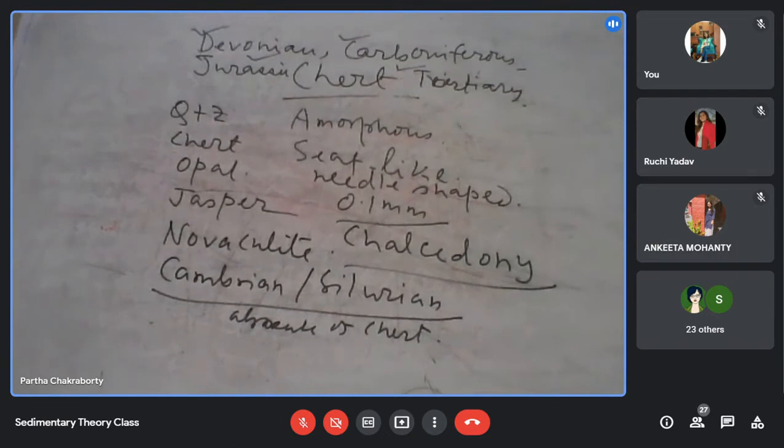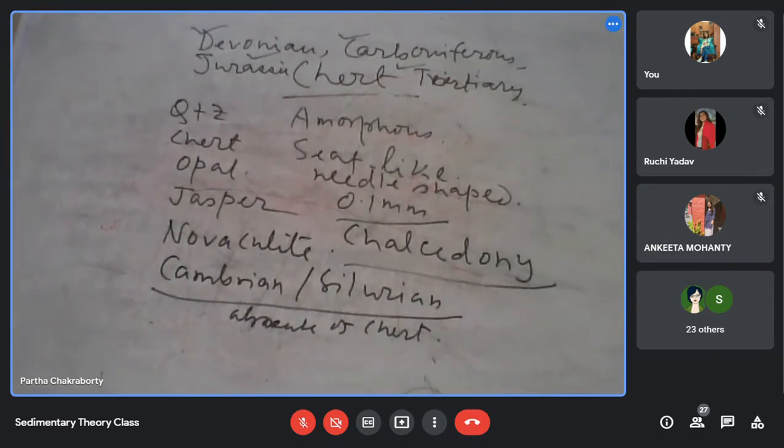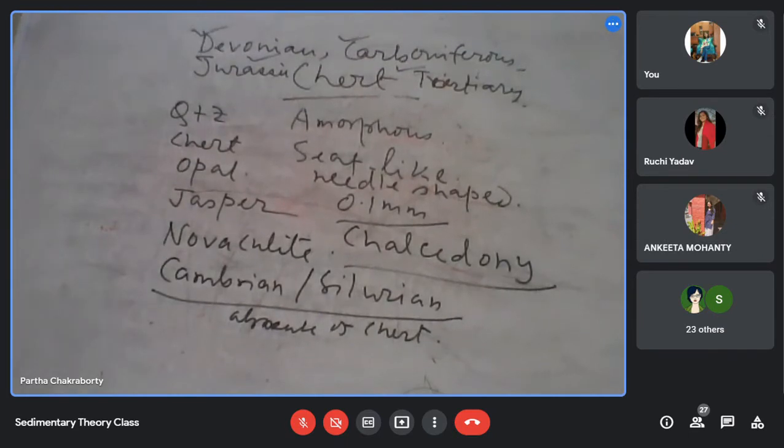How chert occurs in nature and how chert is formed, that is the fundamental. What is the source of silica? This is another issue. So, the source of silica.